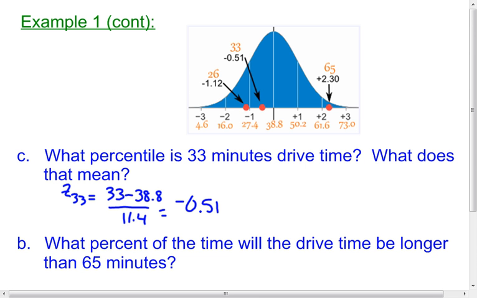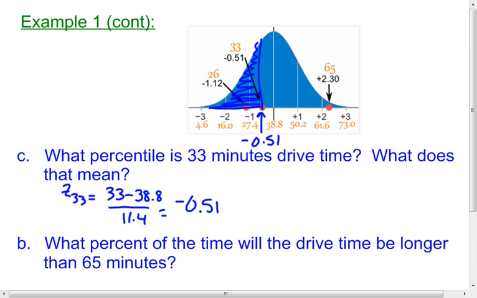Below the mean. Okay, so my question is this. What percentile is 33 minutes drive time at? Again, percentile is always going to ask you how much data falls below that point, to the left of that point if you were to graph it. So in this situation, I want to know what percent of the data falls in here, okay?